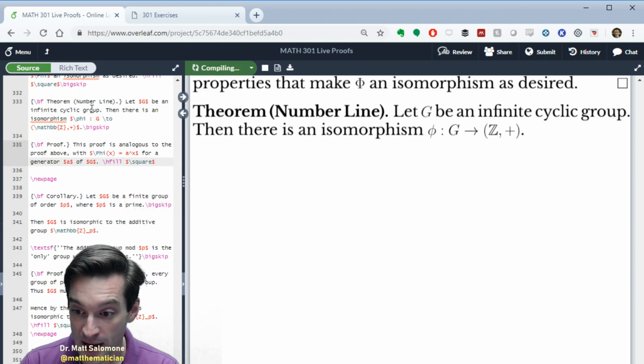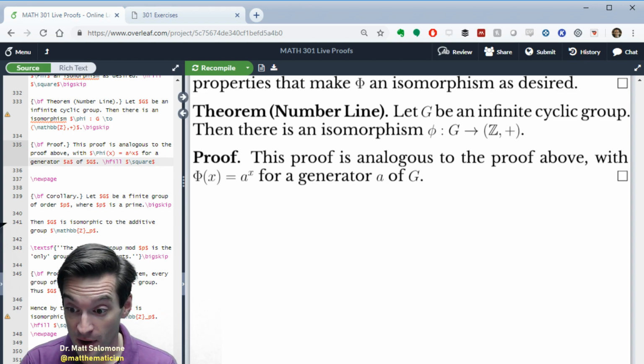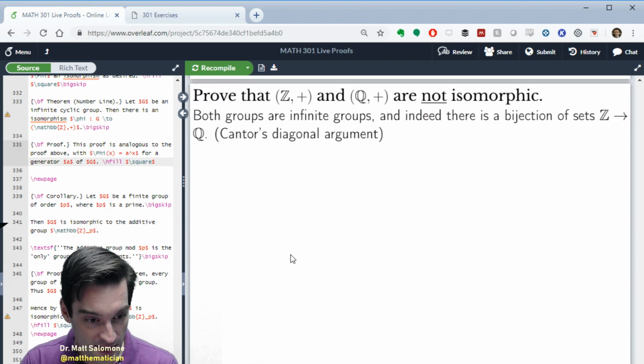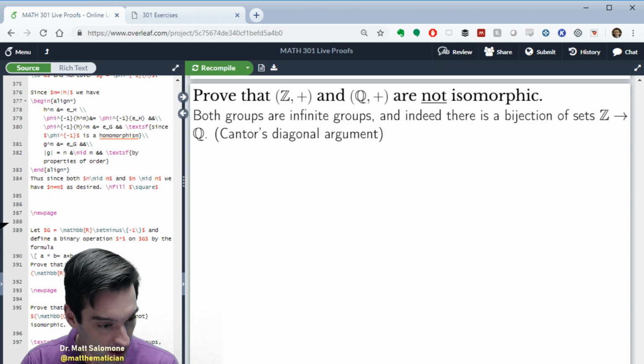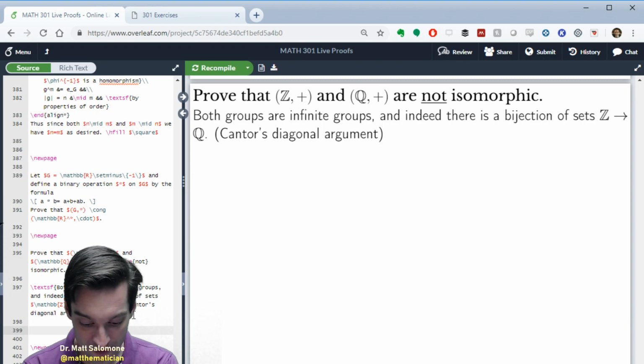So I won't rehash the proof, but the very same way of constructing this isomorphism from Z to G is how we end up proving this number line theorem. So, coming down to here, we can say the following. Let's make an argument by way of contradiction here, which we don't get enough opportunity to do, but it's one of my favorite types of argument.